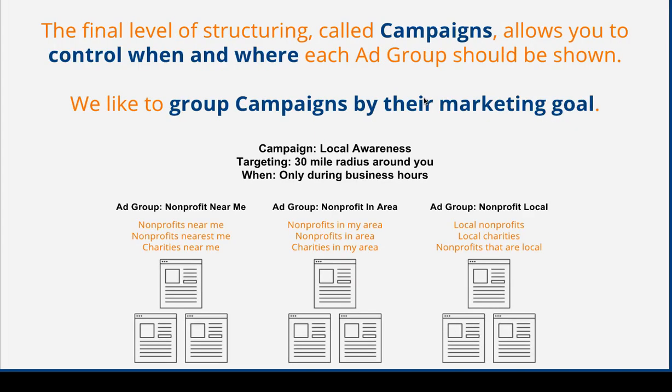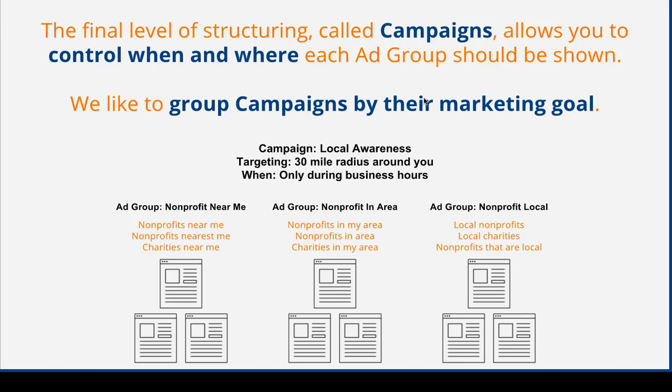The final level of structuring is called a campaign. And this really allows you to control when and where each ad group should be shown. So we like to think of campaigns to be set up one by location, two by their marketing goals, and three by budget. So at the campaign level, we're really doing a lot of this setting configuration. We're able to choose where ads are being shown. For example, maybe it's a 30-mile radius around your organization, or maybe you're only targeting United States and Canada. At the campaign level, we're able to configure those settings.